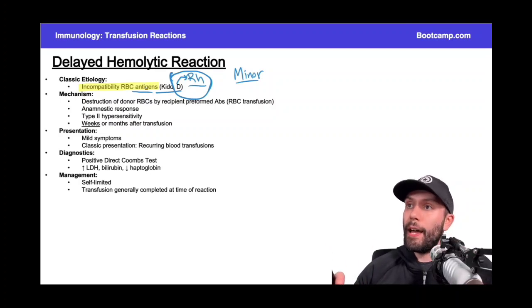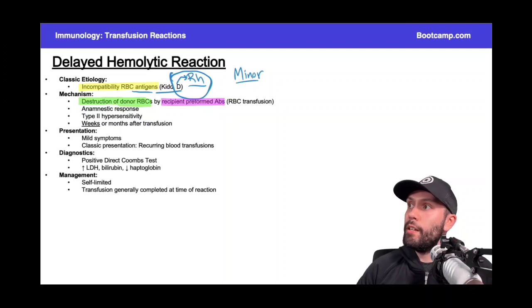Now, when we're talking about the mechanism, like we said, it's going to be very similar. Donor red blood cells are going to be destroyed, right? The person that's giving the blood, their red blood cells are going to be destroyed. Why are they destroyed? Well, the recipient is going to have preformed antibodies. Okay, so let me explain.